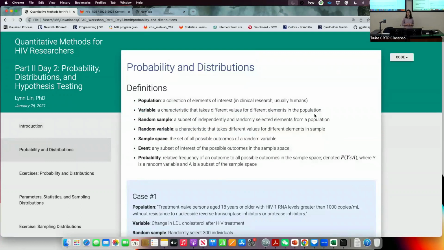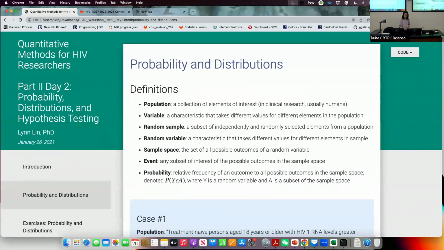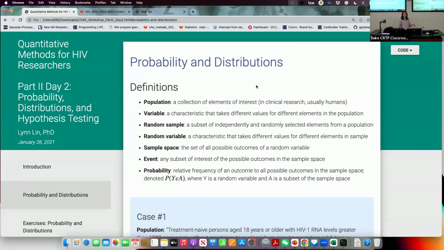So before we talk about that, we probably want to understand several definitions so that you will know when you are going to use probabilities, right? When you need to use distributions and what type of distributions you are going to use. So there were different definitions. So the first one is population, right? So we talked about population before.